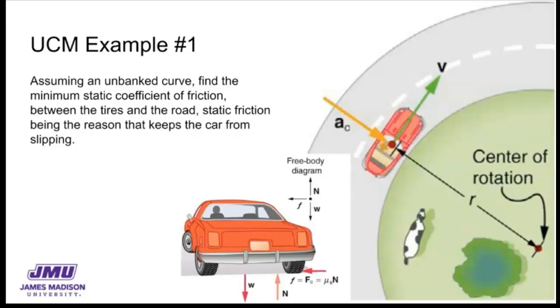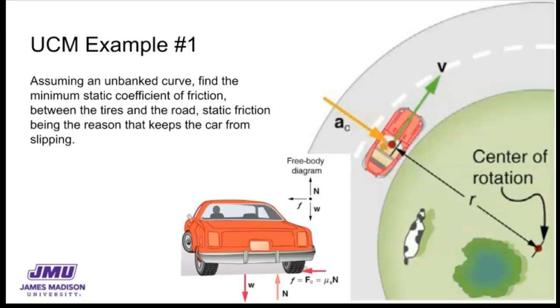I think I mentioned in the previous video that if this car were driving down an icy road and had no friction between the tires and the road, it would travel in a straight line in the direction that the v is. That's how cars go off the road. You're not able to make the turn.